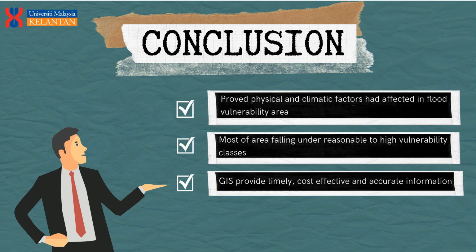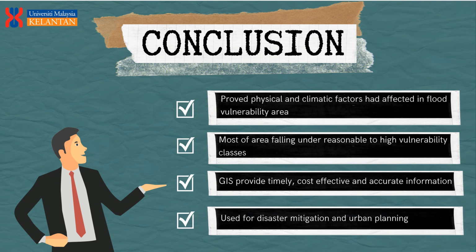vulnerable to flooding using an integrated approach of remote sensing and GIS. The GIS provides timely, cost-effective, and accurate information. This map can be used for disaster mitigation and urban planning designed to reduce the risk of life and property losses due to the flood.